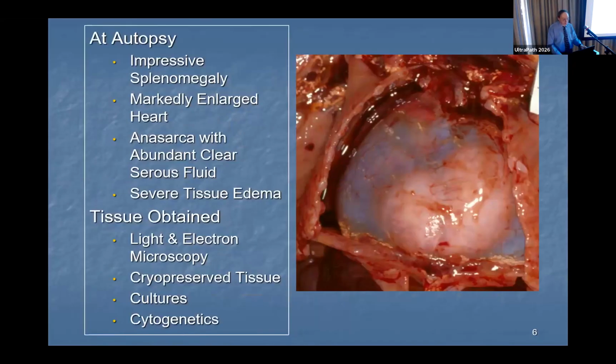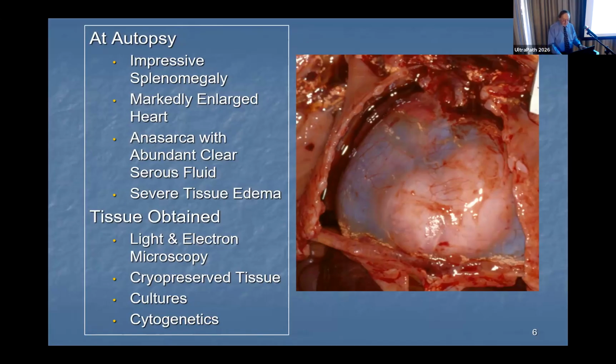So at autopsy, it had impressive splenomegaly, marked enlarged heart, anasarca with abundant clear serous fluid, and severe tissue edema. And the picture you're seeing here is the pericardial sac, which is full of fluid, in the heart. And in the background, there's a small area where you can actually see the lung tissue on the right side. So that red, dense tissue. So the lung is really collapsed behind there.